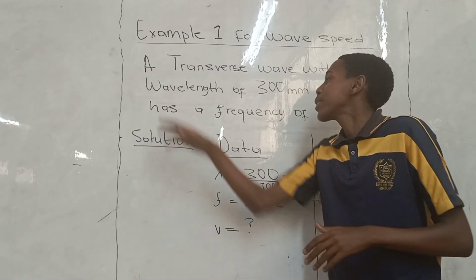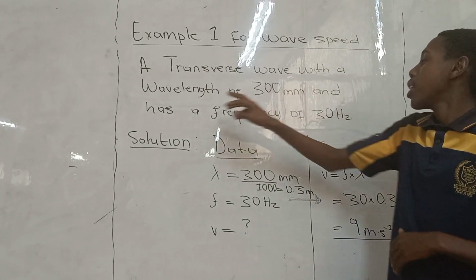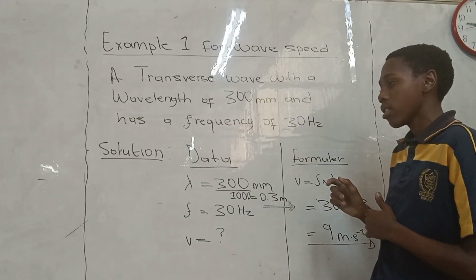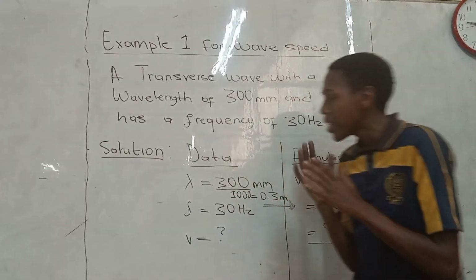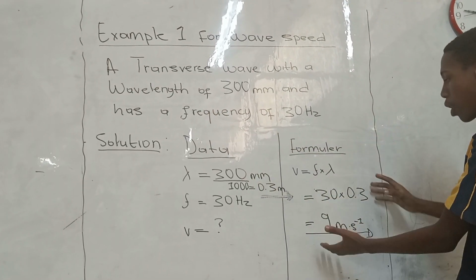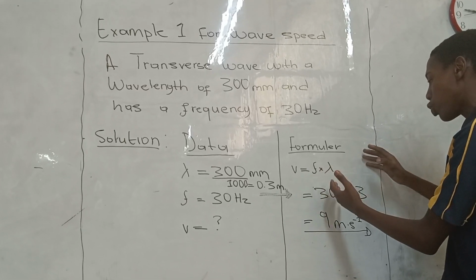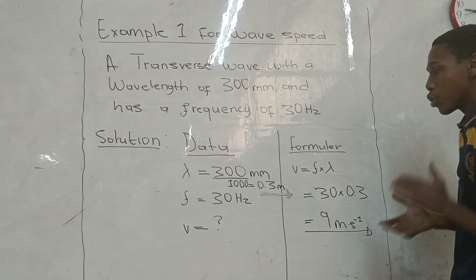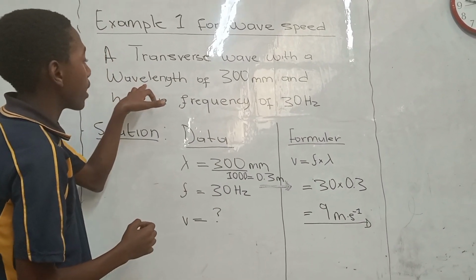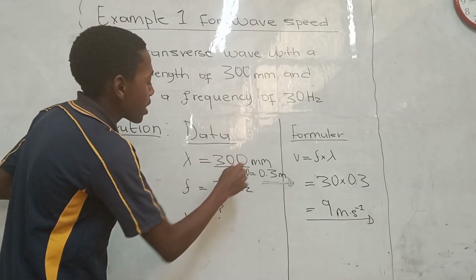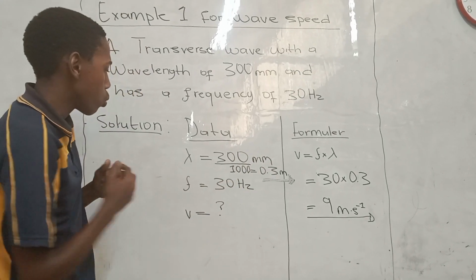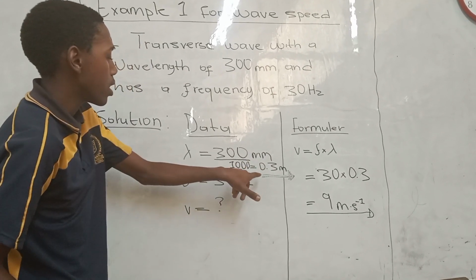We have a transverse wave with a wavelength of 300 millimeters and a frequency of 30 hertz. So we go to our solution. The first thing you need to do is write your data so that it's easy to substitute the variables. We start with lambda, which stands for wavelength. Since we have 300 millimeters, we have to convert it to meters by dividing by 1000, so we get 0.3 meters.